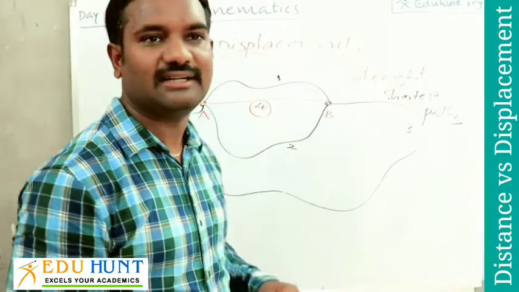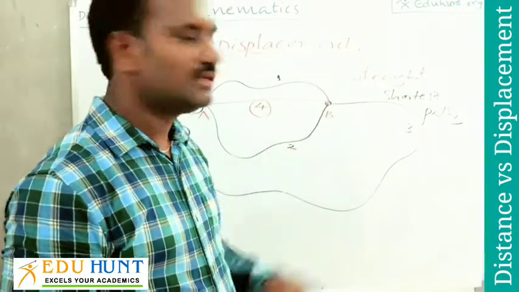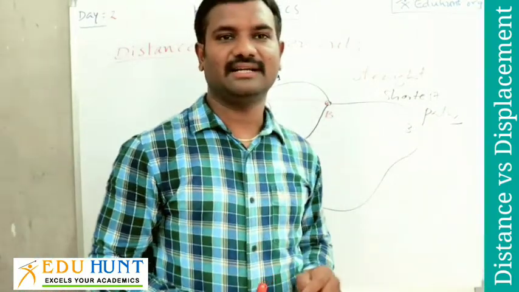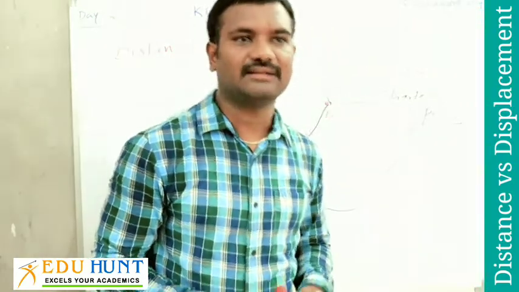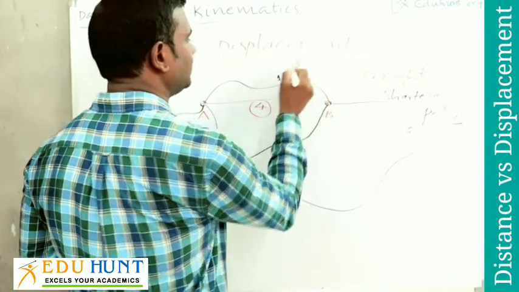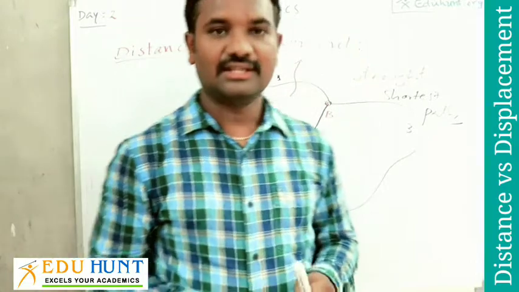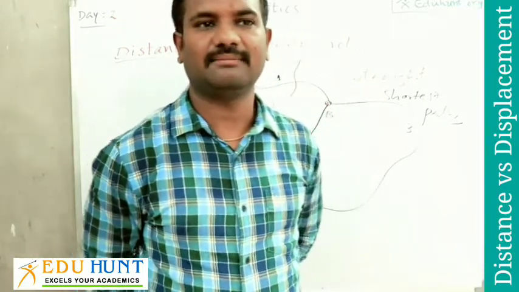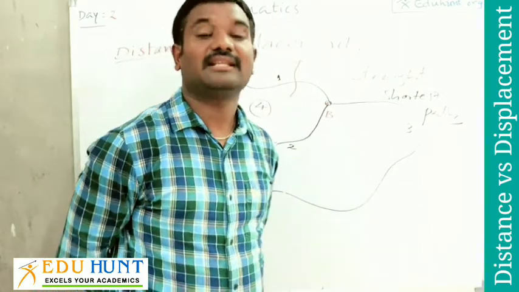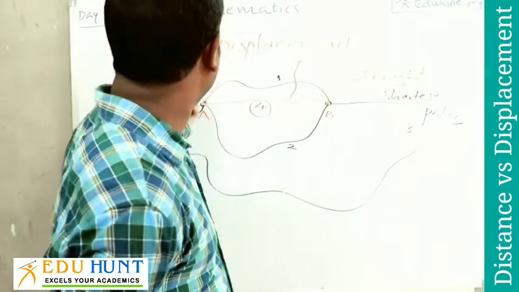Which is the next greater path? 1, next 2, next 3. So all these three are different, and this fourth one is different. It is a very, very special path. This special path is known as displacement. Now can you tell me what is displacement? The shortest path connecting two points is called displacement. If you take any other path, those paths are called distances.